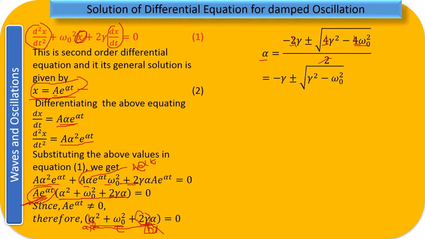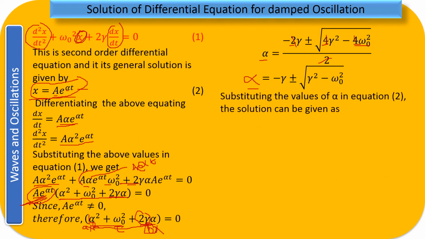So how much are you getting? Minus gamma plus minus under root gamma square minus omega naught square. So what are you getting? Alpha is equal to minus gamma plus minus under root gamma square minus omega naught square. This is the value of alpha you are getting. So the alpha will have two values. One will be minus gamma plus under root gamma square minus omega naught square, and the other value will be minus gamma minus under root gamma square minus omega naught square, right?